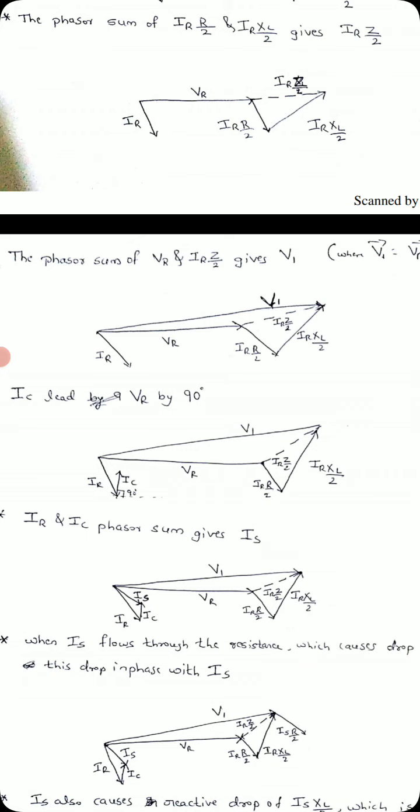And now the vector sum of IR and IC is the same as IS, you can see in this figure. Now if IS flows in the first half of the circuit, we know that IC flows in the first half, there is once again a drop of IS R by 2 plus j IS XL by 2. So the same drop, starting from the V1, I have drawn here, the same as the VR is added with the first half drops. Now it is the second half drops.